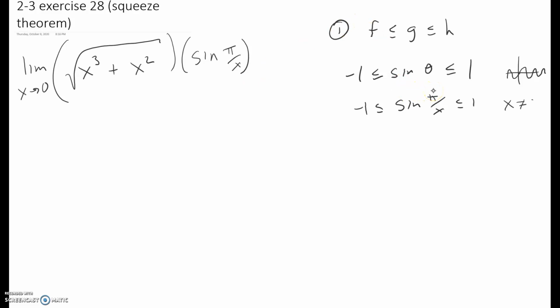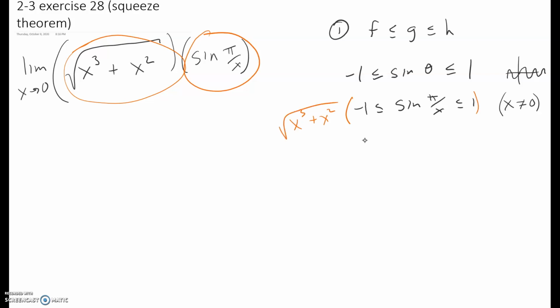So let's make a comment there. x cannot be 0 because then it's undefined, and undefined is not less than or greater than 1, it's just undefined. But for all other values of x, sine of pi over x must be between -1 and +1. So there's the sine of pi over x part. Next, I want to multiply everything by the square root of x cubed plus x squared. By doing that, I'll have the square root times the sine in the middle, and two other functions on the outside. So let's put this in parentheses and multiply everything by the square root of x cubed plus x squared.